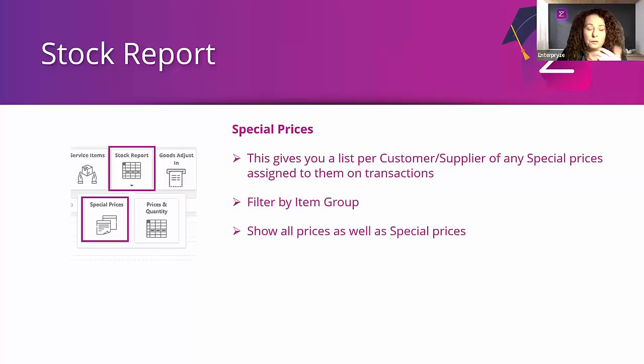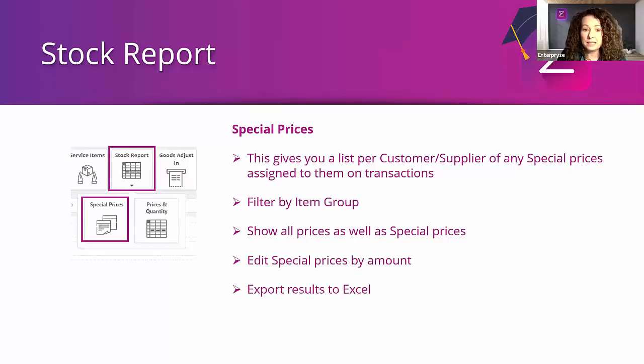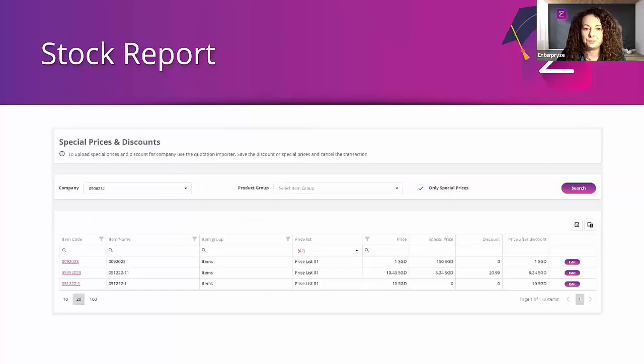As I mentioned, you can filter by item group. You can show all prices as well as special prices. You can edit those special prices, whether that's by amount or discount, and of course you can export the results to Excel. We've actually got something new coming during the year around the special prices. We've improved the special prices tab even further for you, so watch out for that over the coming months.